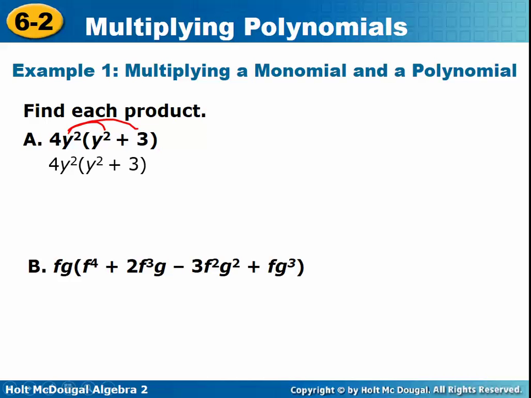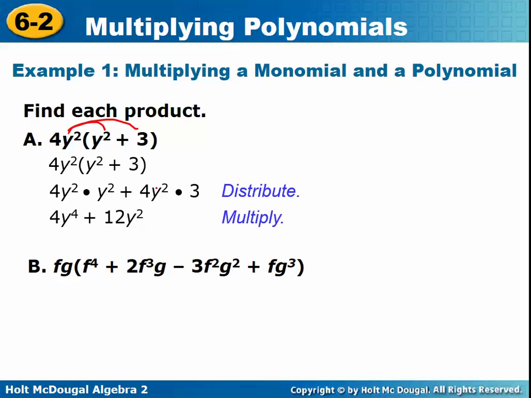squared times 3. So when we multiply 4y squared times y squared, remember our rules of exponents say that if you multiply terms that have the same base, then you add their exponents. So we will get 4y to the 4th, and then when you multiply over here, there's no y term on the 3, it's just a constant. So you only multiply the 3 times the 4. That does not change the exponent on the variable at all. So we just write 4 times 3 is 12, so 12y squared. This is our final answer.